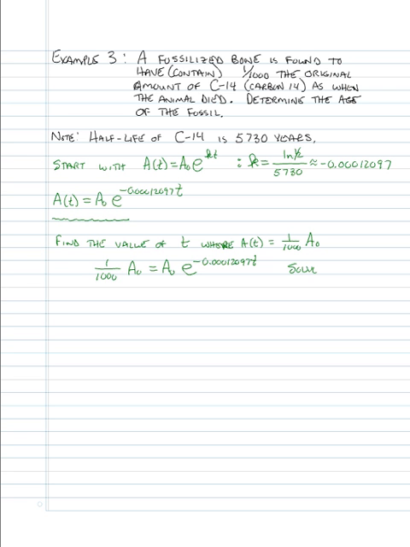Now, we need to solve for t. That's what we're trying to do all along. So t will be the number of years passed since the death of the animal that will give us 1/1000th of the original amount of carbon-14. We divide on both sides by A sub naught, and when we do, we'll end up with 1/1000th is equal to e to this ugly power.